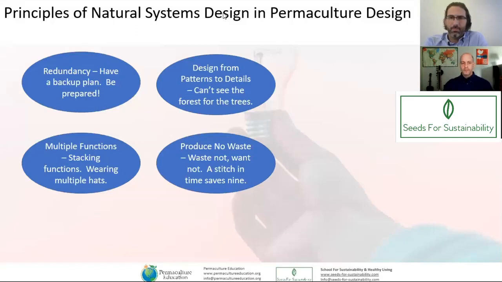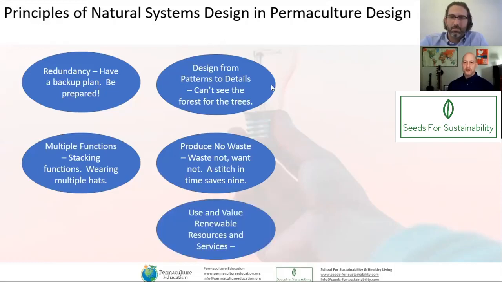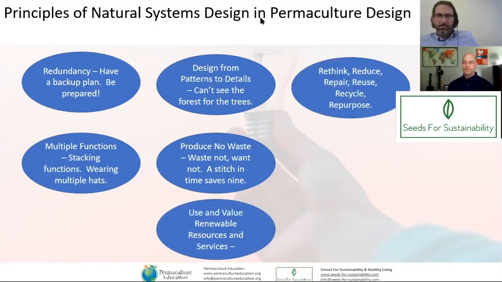So, okay, produce no waste. Waste not, want not. Now, one of the things I like about permaculture is there's the re's, R-E. There's so many words that start with R-E that have to involve what we think about in permaculture. Rethink, reduce, repair, reuse, redesign, repurpose, recycle, regenerate. There's so many of these words that encompass what we're trying to do.